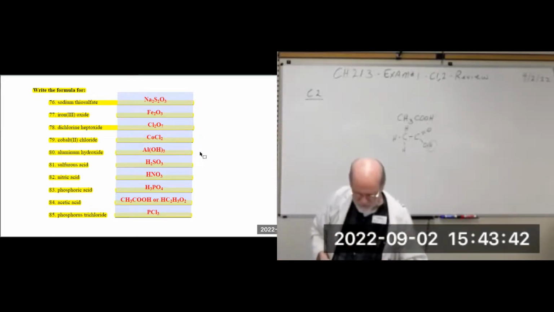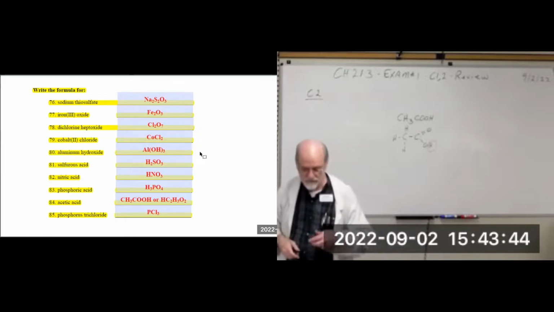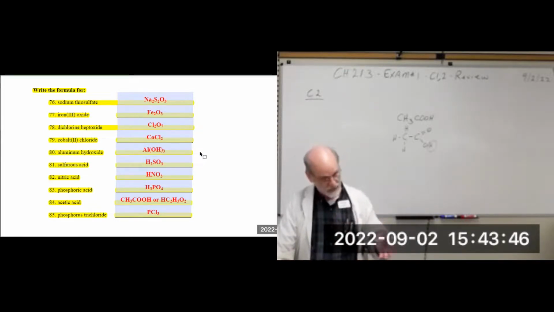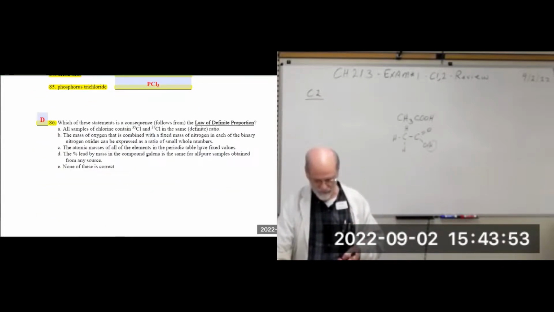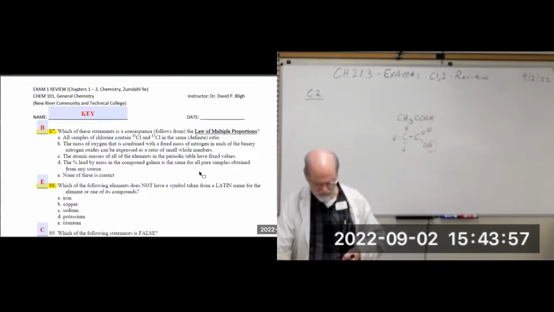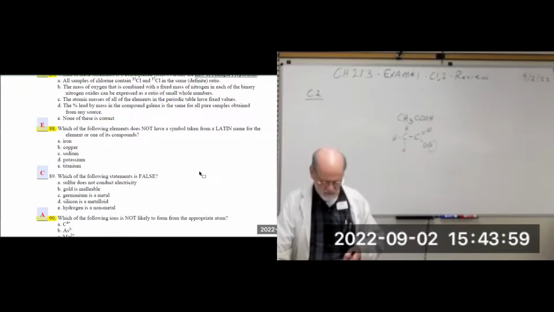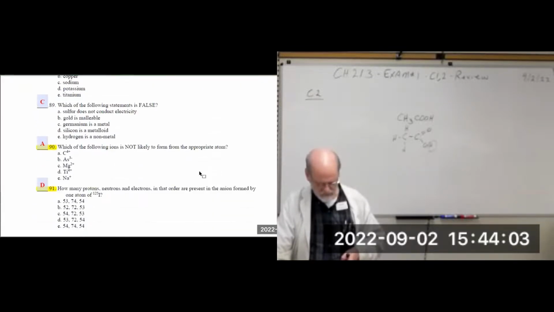And the last one, phosphorus trichloride. 1 phosphorus, 3 chlorines, they're nonmetals, so it's a type 3. Law of definite proportions, okay, we can skip that one. Law of multiple proportions, we've hammered that one already. Naming.